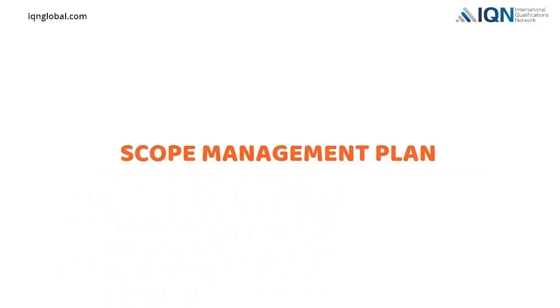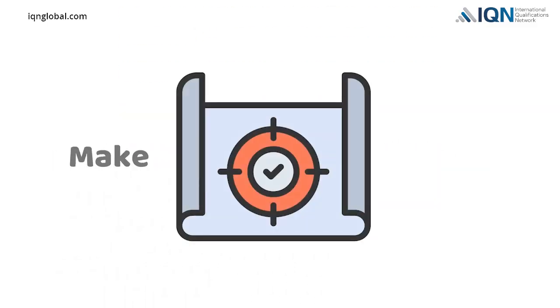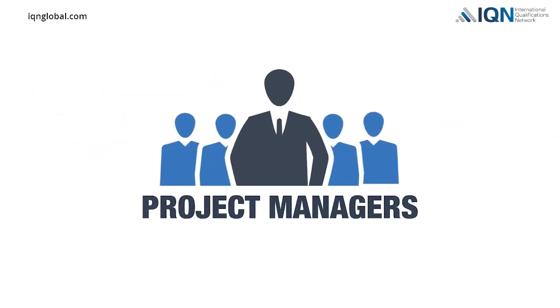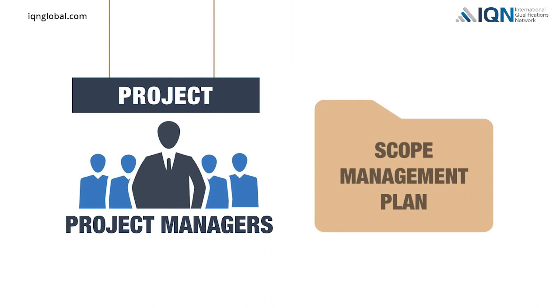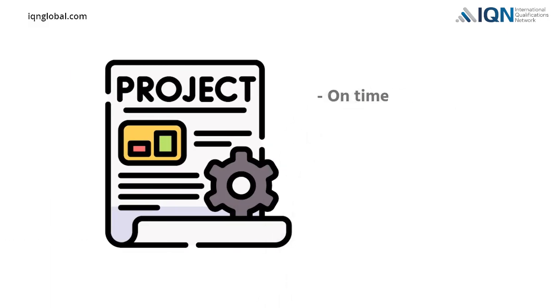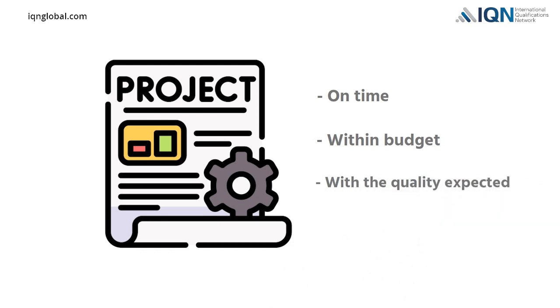Scope Management Plan. A project scope can make or break any project. A project scope can easily go off track if we do not keep an eye on it. Project managers can define and map their project using a scope management plan so that the project remains within the planned scope. A scope management plan helps project managers allocate resources in such a manner that the project can finish on time, within budget, and with the quality expected by the stakeholders.